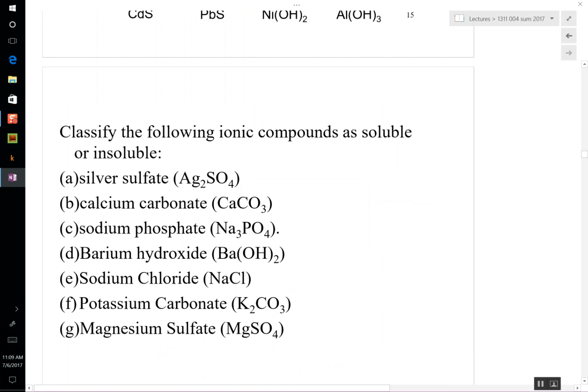Hence, S. Now remember, S doesn't mean soluble. S means solid. It would be a solid, not aqueous.